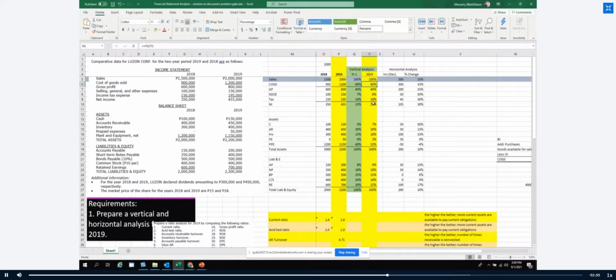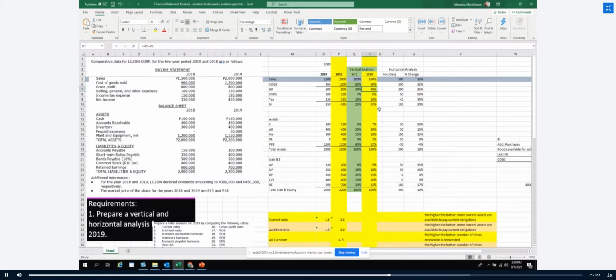Of course, in your gross profit, you can simply deduct COGS from sales, no? So that's 100% minus 60%. So that's equivalent to 40%. Or what you can do is also calculate for it. So that's 800,000 divided by 2 million. So that will also give you the same percentage, no?